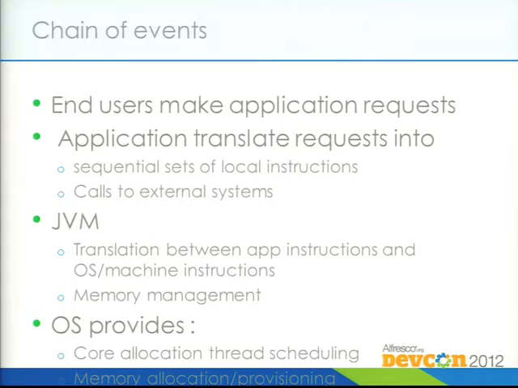This will be handled in the JVM. The JVM will be doing the translation between application instructions that we've just talked about and OS machine instructions. It also has to do memory management, as we'll see later. Underneath all that, the OS will provide CPU core allocation, thread scheduling, memory allocation, provisioning, and all that stuff. And maybe access to local hardware.